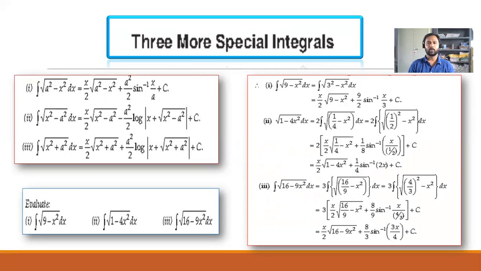Third one, integral root of 16 minus 9x square. 9 is to be taken out of the root. So it is 3 times integral root of 16 by 9, which can be written as 4 by 3 whole square minus x square dx. Once again apply integral root of a square minus x square dx to get the answer x by 2 root of 16 minus 9x square plus 8 by 3 sine inverse 3x by 4 plus c. So the given integrals have to be converted into one of the standard special integral formats.